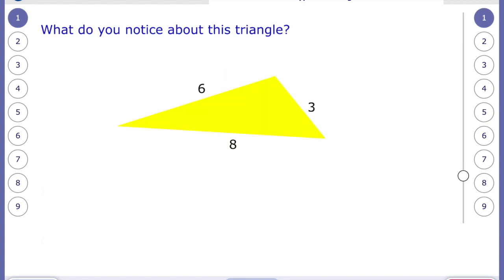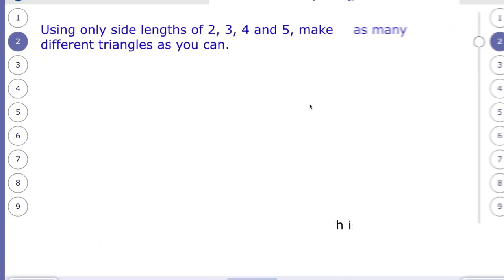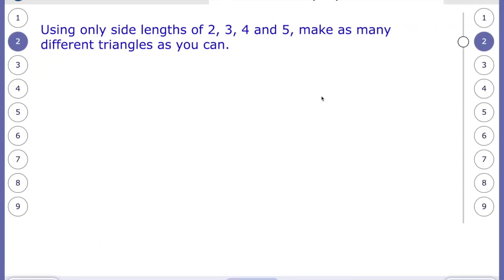And then in the last triangle we have here, all the sides are different lengths. And this is called a scalene triangle. Different lengths of sides here. We've got the numbers 2, 3, 4 and 5. Can we make as many different triangles as we can?